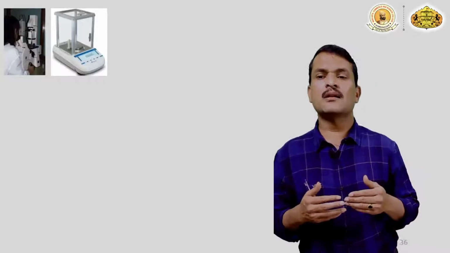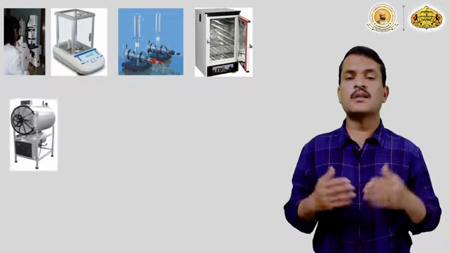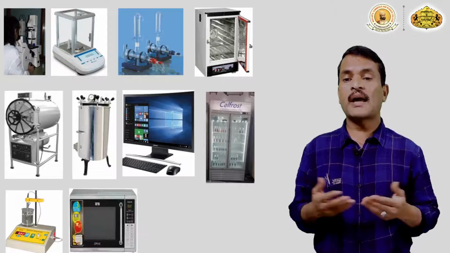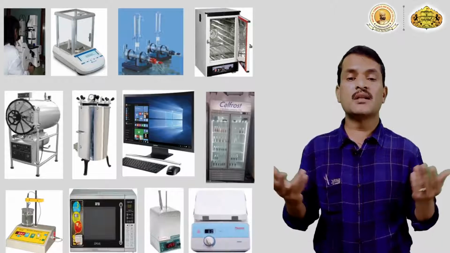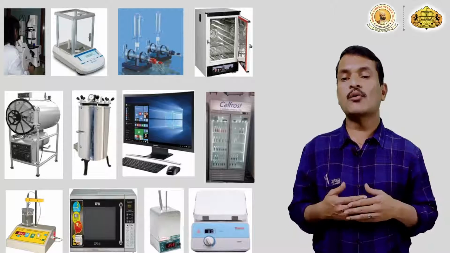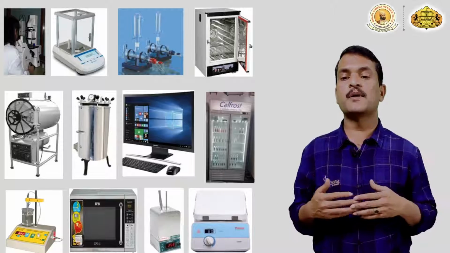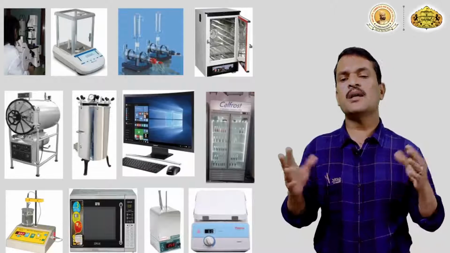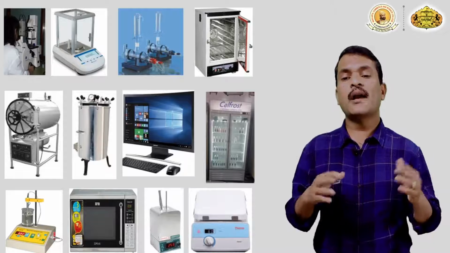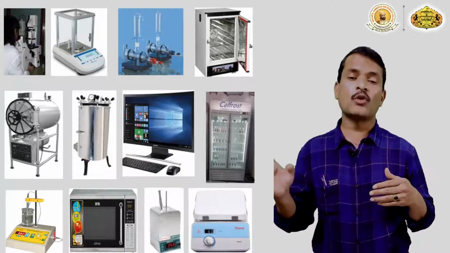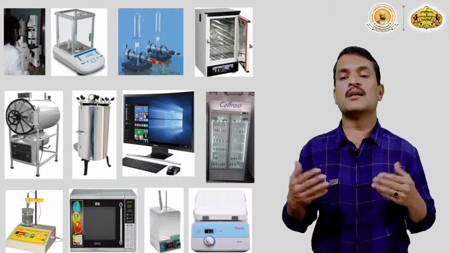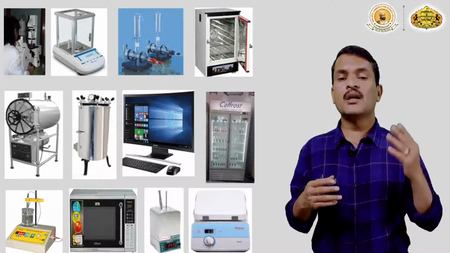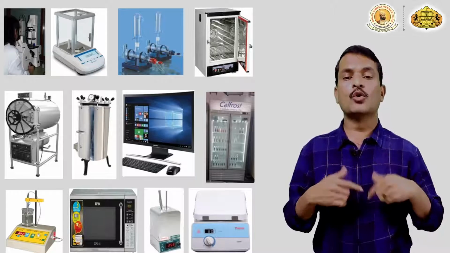Here are pictures of a few instruments which are required for the plant tissue culture laboratory. We need a microscope, a balance, a distillation assembly, a hot air oven for drying or maybe for other purposes, and an autoclave for the sterilization of media. Autoclaves may be of different types, laboratory scale and commercial scale. On the left hand side, you can see the commercial type of autoclave. We need a computer maybe to note certain things.